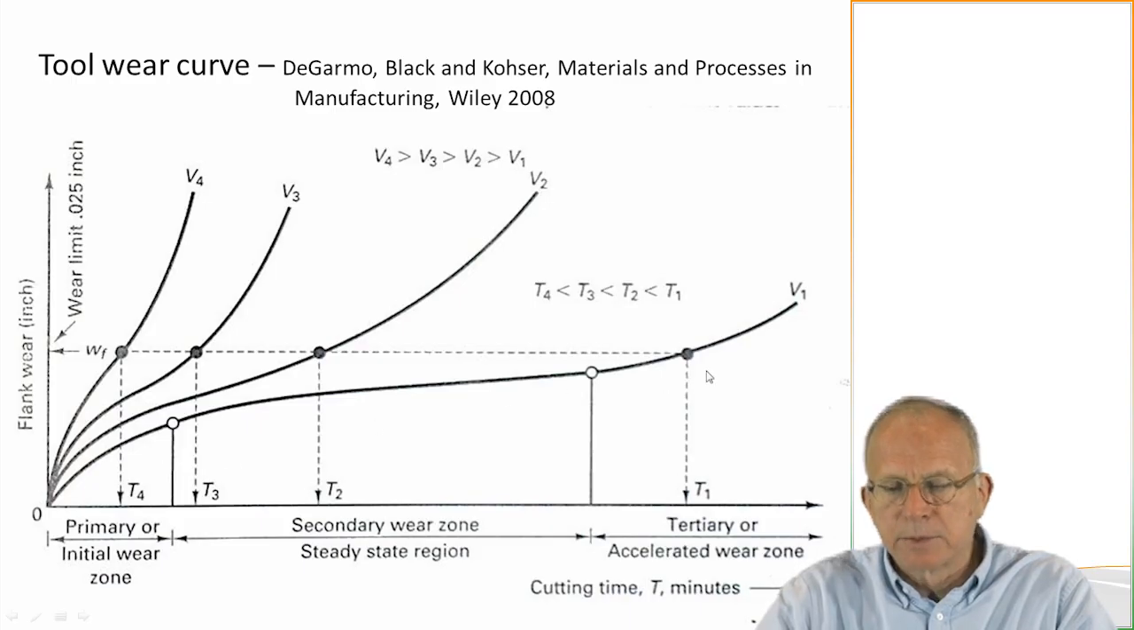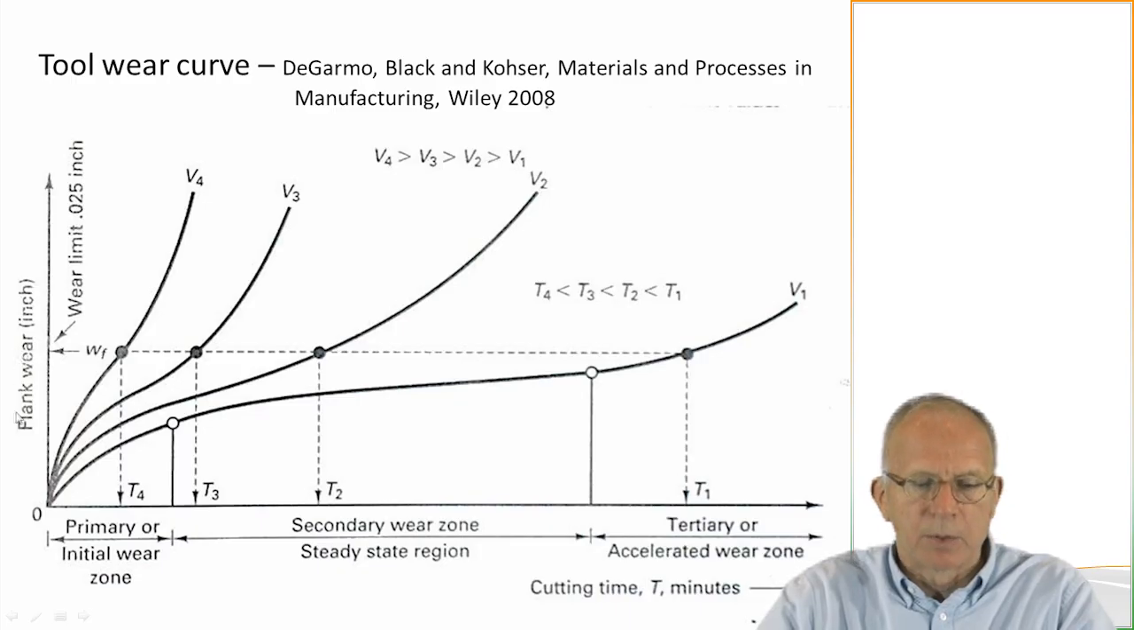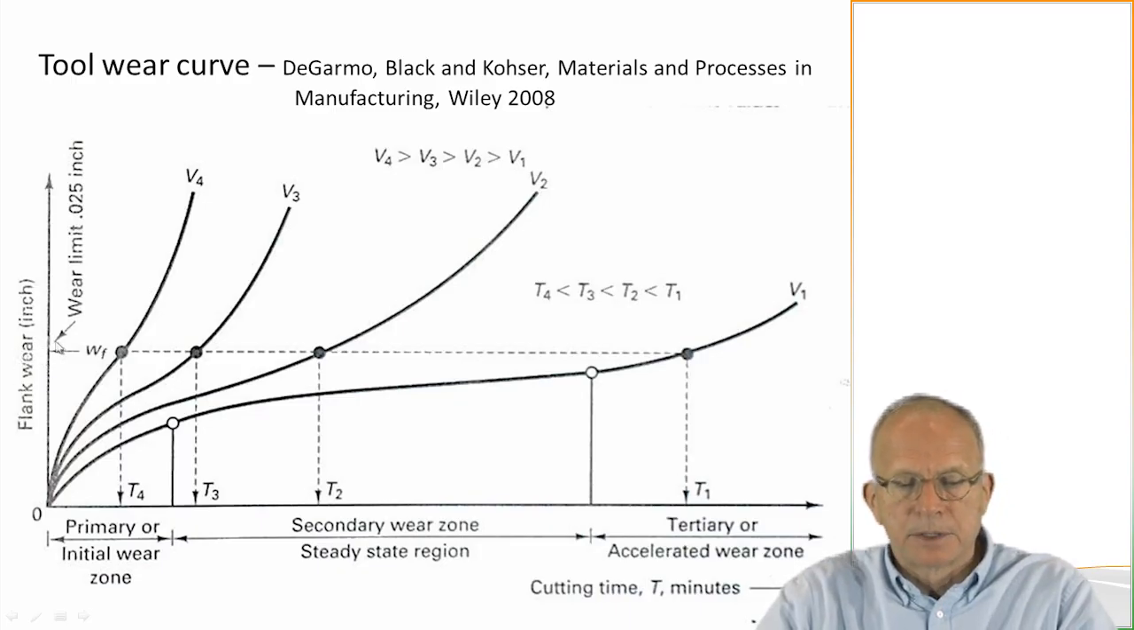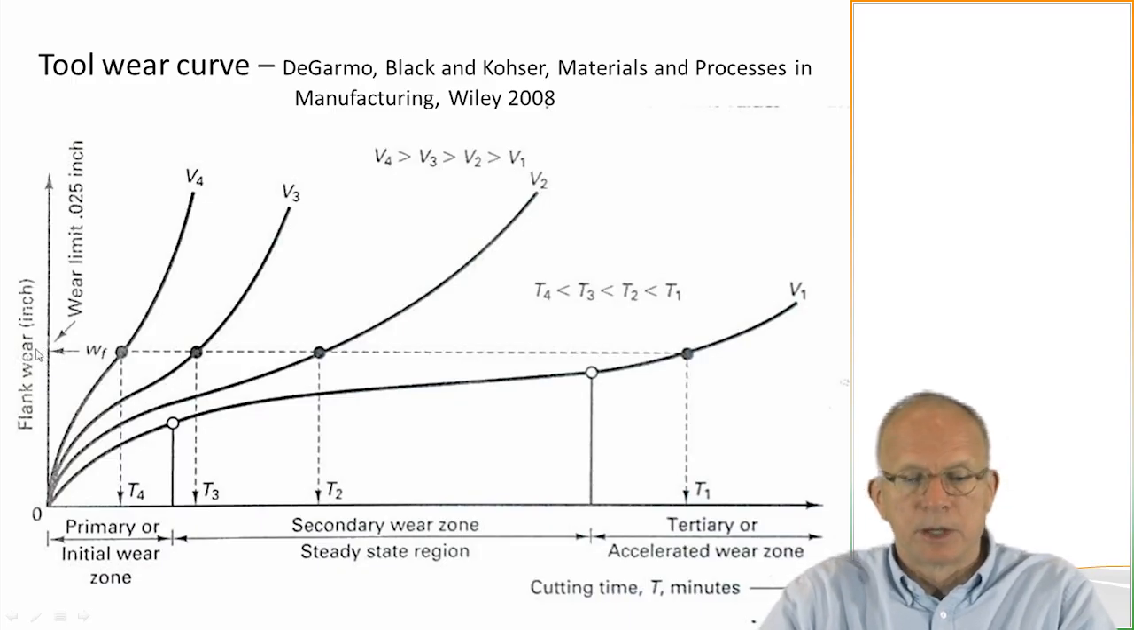Say if I'm cutting at one speed, a low speed, we start off with some wear here, and this is primary wear where it's going up, and then it's kind of steady state or secondary wear, and then here at the end it accelerates, and at some point we're measuring the wear. It could be the flank wear, for example, but there's some sort of wear on the tool that we're going to measure, and there's some critical point where we say, okay, that's done. That's the life of the tool.